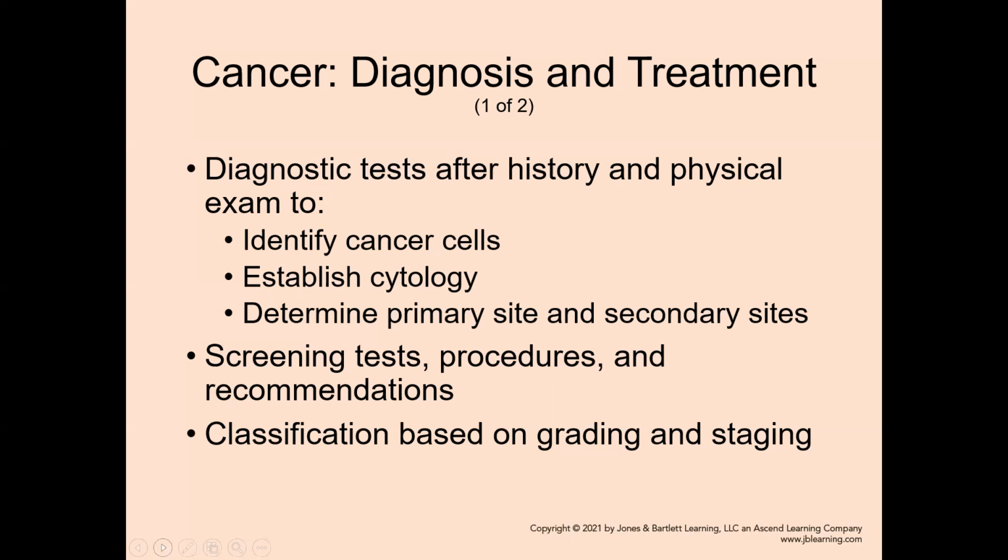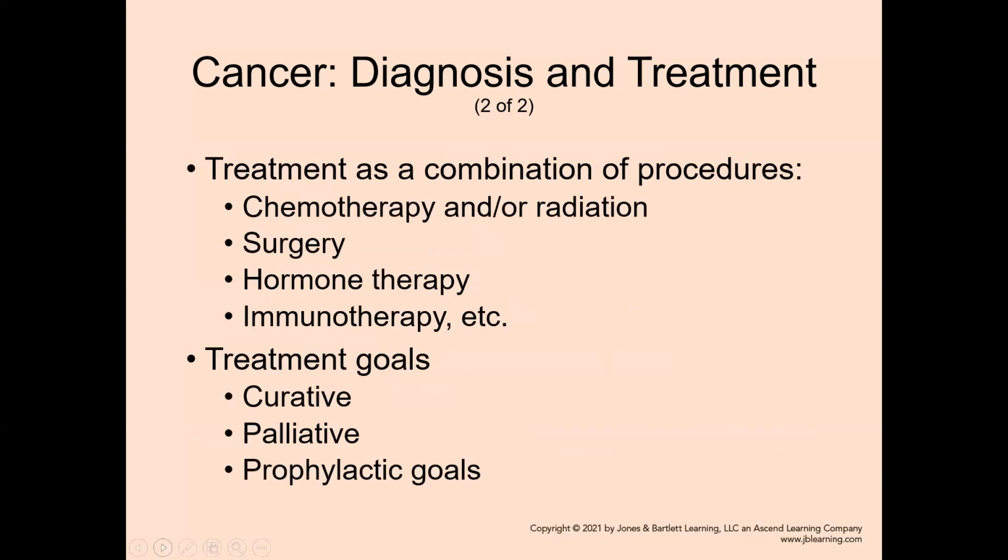The different stages of cancer are based on the grading and the staging. That basically tells us where it is and where it's gone. The treatment for cancer involves a combination of chemo and radiation, surgery, and hormone therapy, which is targeted to inhibit the growth of certain cancer cells. And immunotherapy actually alters the body's response to the reproduction of the cells.